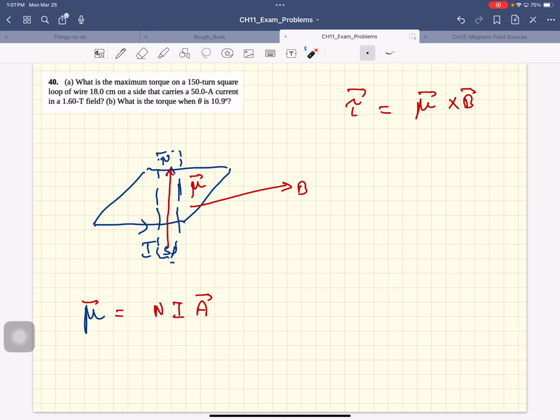You can turn it on and off. All right. So if you bought a strong magnet, a permanent magnet, you can't turn it off. You've got to deal with it at all times. So you can turn it on and off.